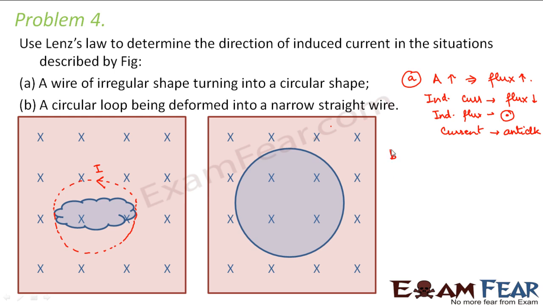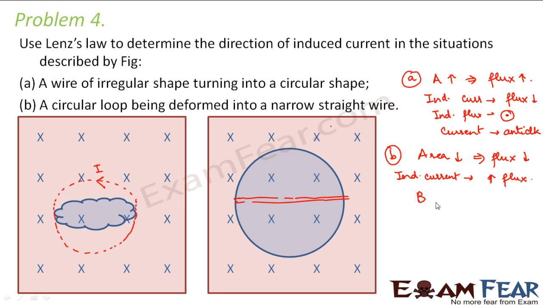Now in the second case, it says that a circular loop is being deformed into a narrow straight wire. That means this loop is deformed in such a way that it forms a wire like this. So in this case, the area is decreasing. Area decreasing means flux is also decreasing. Therefore, induced current will be produced. What will it try to do? It will try to oppose the change. Earlier the flux was decreasing, so it will try to increase the flux.